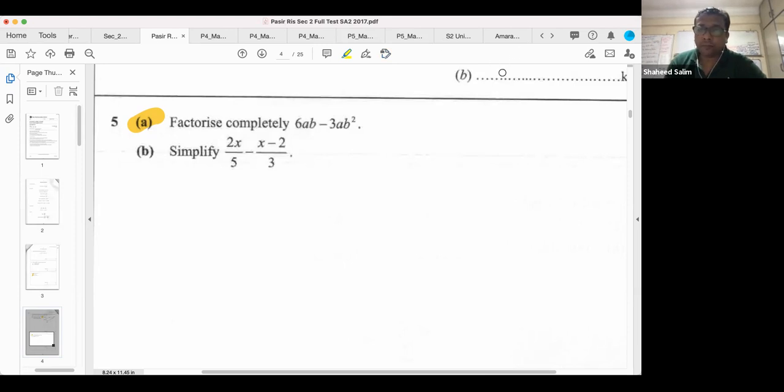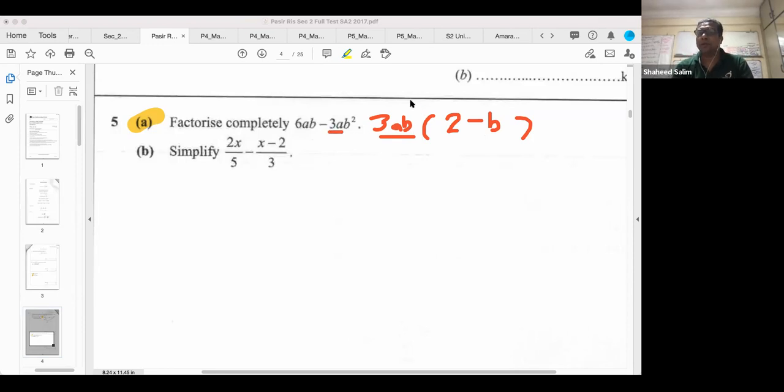So let's see. What is outside the bracket? Inside, I agree with you, is 2 minus B. Outside is what? You've taken out something. What times 2 equals 6AB? 3AB times 2, 3 times 2, 6, 6AB. 3AB times B, 3AB squared. That's correct. So this is your answer.